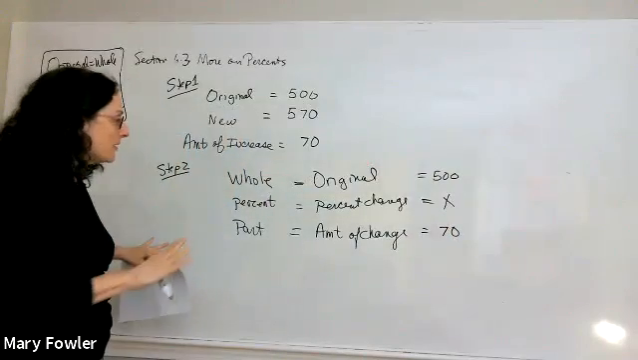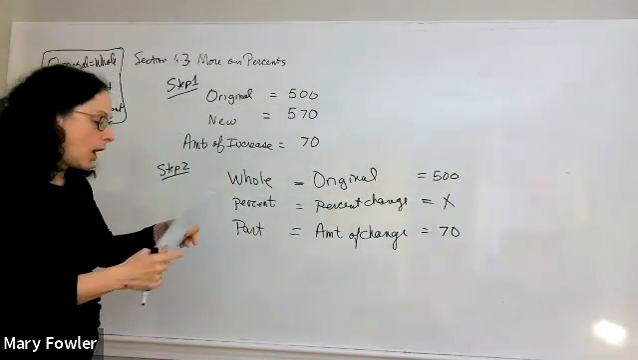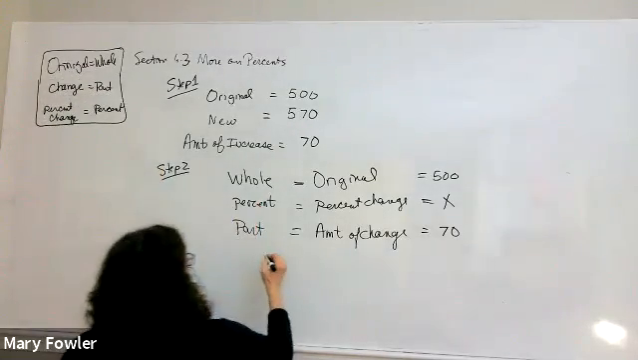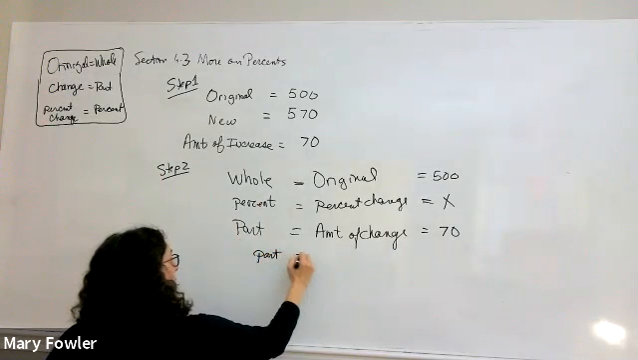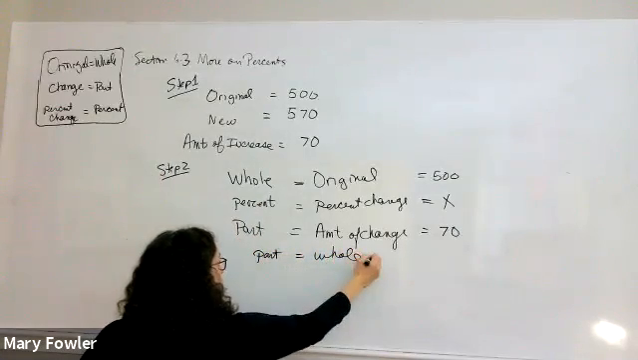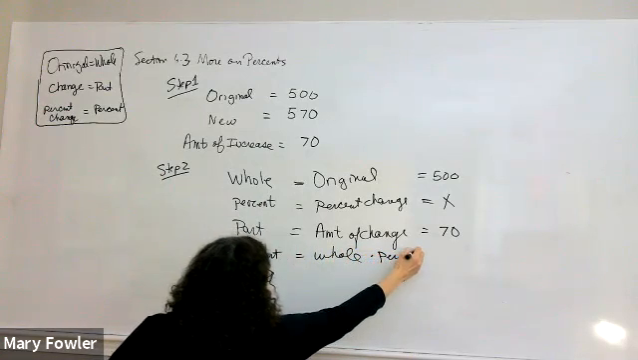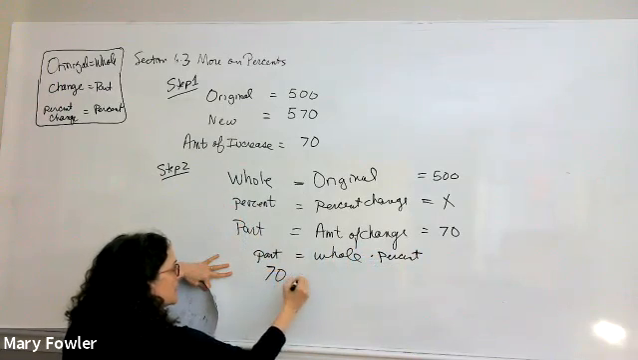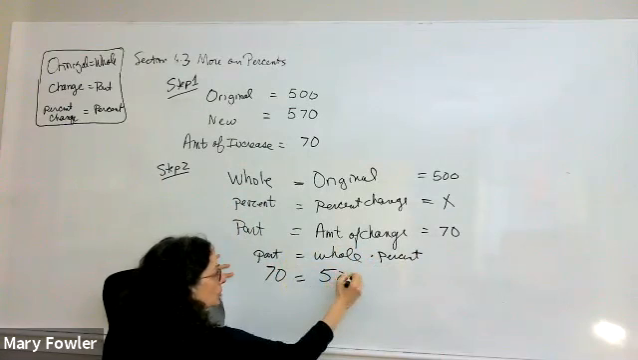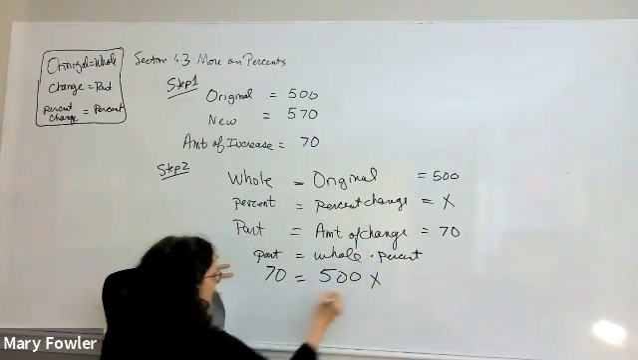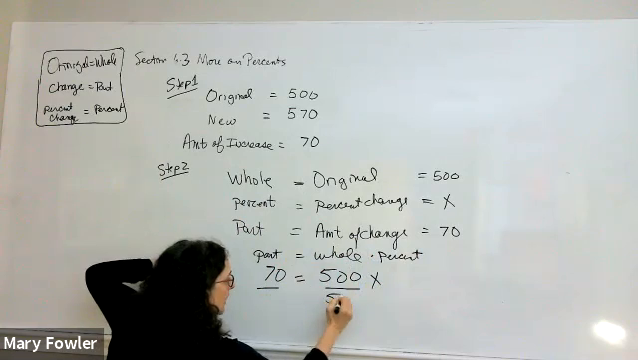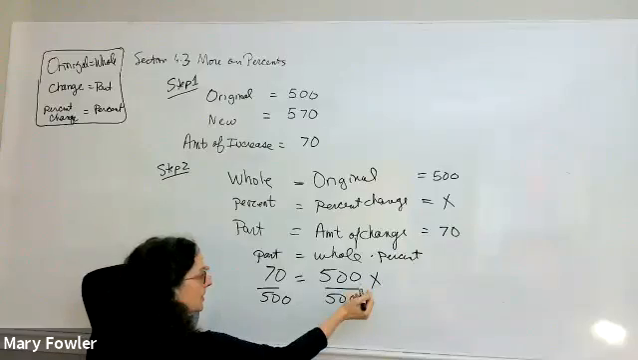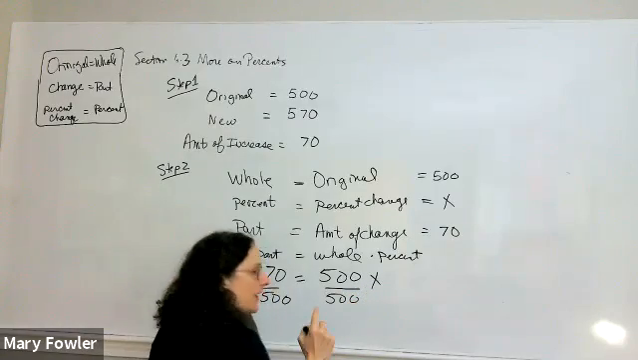Okay, so now we're ready to work in our percent equation. And our percent equation is part is equal to whole times percent. So substituting in, part is 70, and that's going to be equal to 500x. So we divide both sides by 500, and now we have x is equal to 70 over 500.